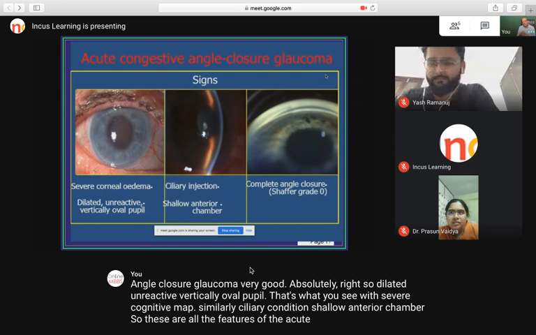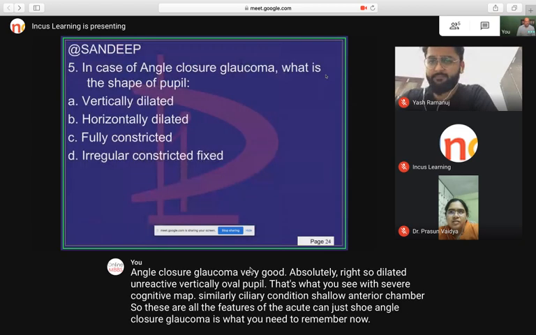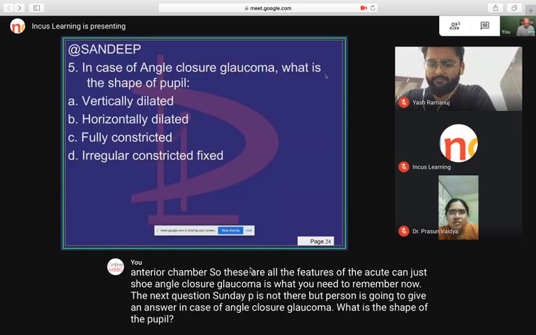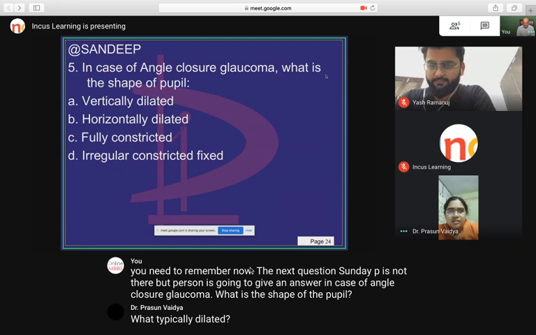Now, the next question. Sandeep is not there, but Prasoon is going to give an answer. In case of angle closure glaucoma, what is the shape of the pupil? Vertically dilated. Vertically dilated? Yes, very good.